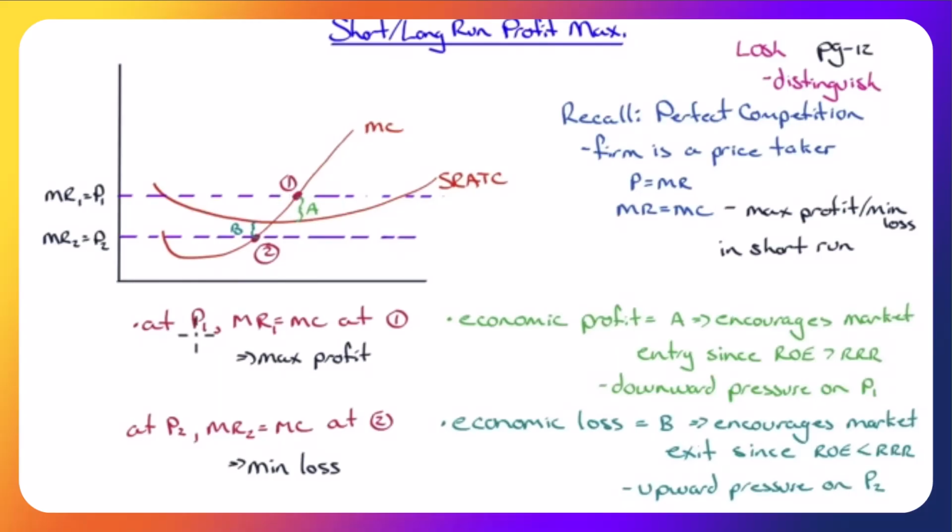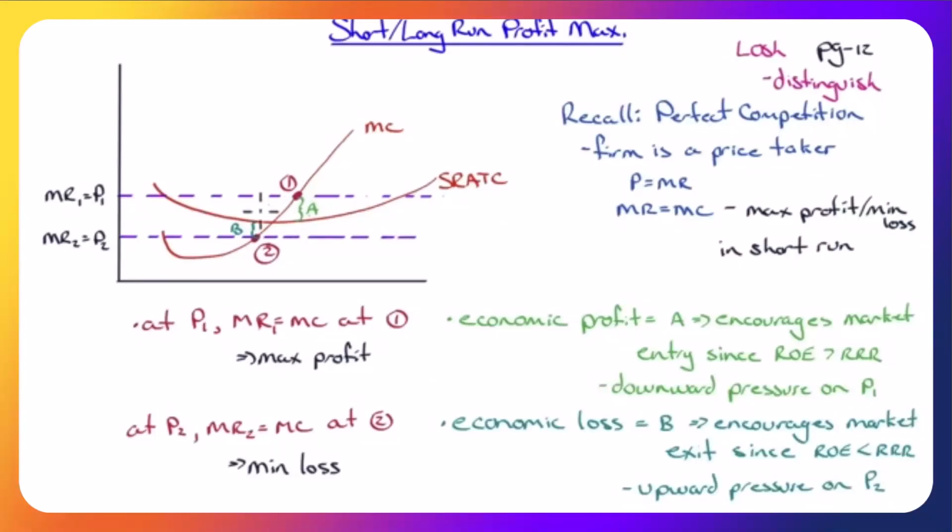So let's look at what's going on at point 1. MR1 equals MC at point 1. That is a point of maximum profit. That is one of the conditions of maximum profit. And since our marginal revenue line is above the average total cost line, we know that we have an economic profit. We have an economic profit equal to A. Well, this encourages market entry because the return on equity is greater than the required rate of return. There's excess profit, abnormal profit here. So that will put downward pressure on P1.